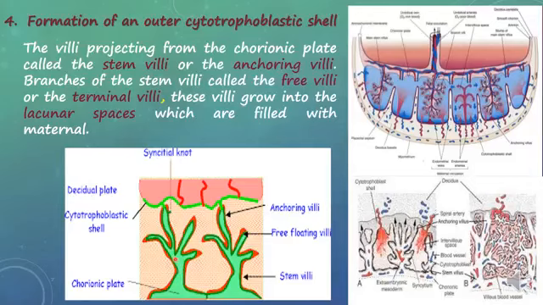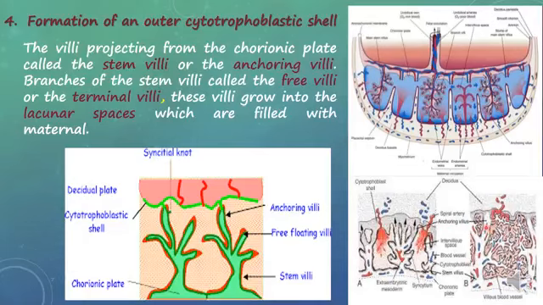The stem villi branching are called free villi or terminal villi. These villi grow into the lacunar spaces, which are filled with the maternal blood.